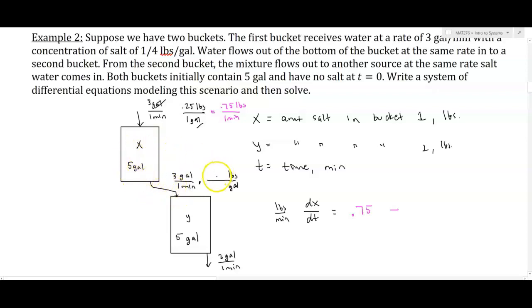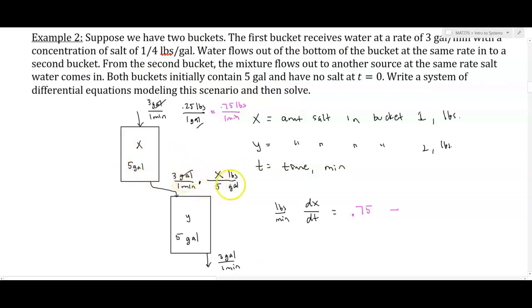What's inside of here? Well, at any moment, there are x pounds. And we can't say it's a quarter because, remember, there's stuff coming in and stuff coming out. So this is constantly mixing, and at any given moment, it's impossible to say exactly how many pounds there are in there without doing some calculus analysis. And so there are x pounds dissolved in 5 gallons.